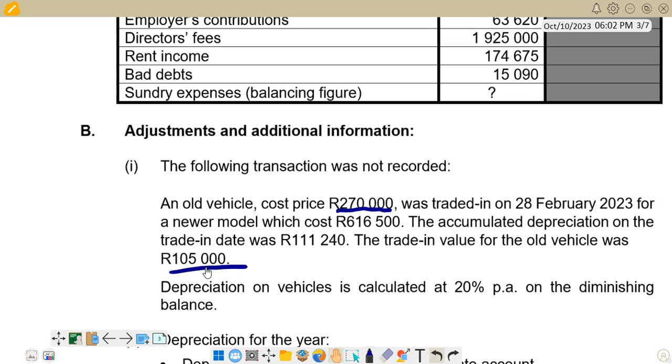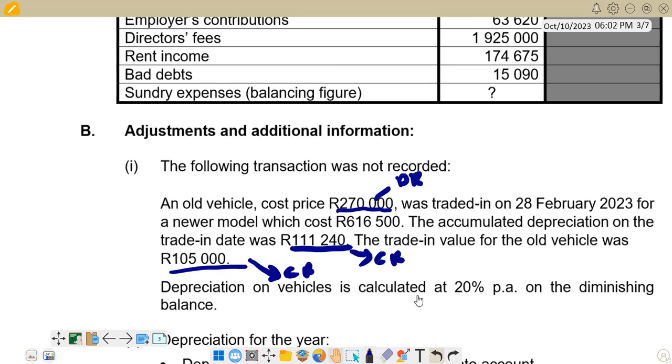This is the trade-in value, 105,000. Then the accumulated depreciation on the trade-in date was 111,240. So this one will come to the credit. This 111,240 will come to the credit like what we presented there. And this one, the trade-in value, is also credit. And this one is going to come to the debit. Then we compare the two sides to see if it's a profit or loss on disposal.